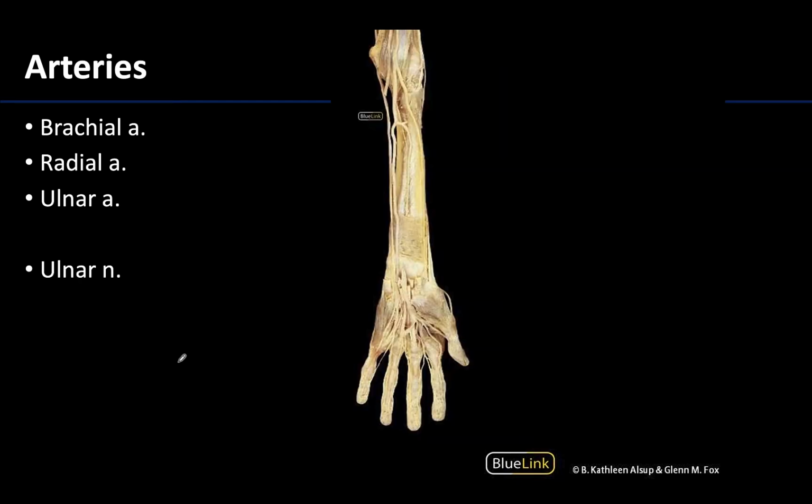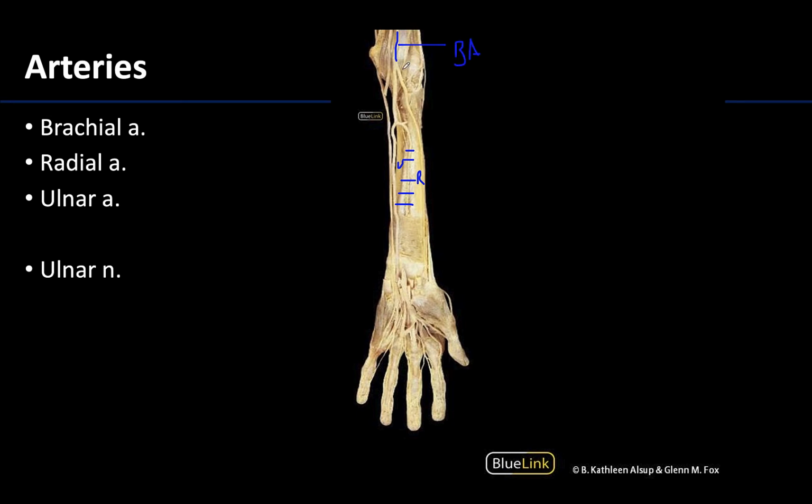So in this much deeper dissection, I can tell this because we have the ulna over here. You can see a bit of the radius here and the interosseous membrane that's connecting the bodies of the ulna and the radius. So we know we're pretty darn deep here. And these are the same arteries that we saw in the last image, but now we're just a little bit deeper. So here's the brachial artery.